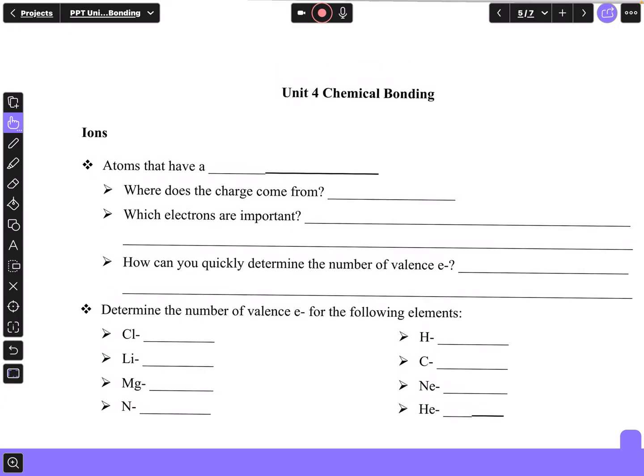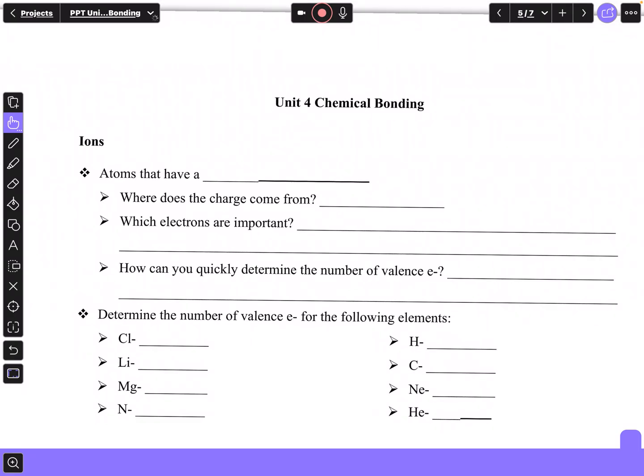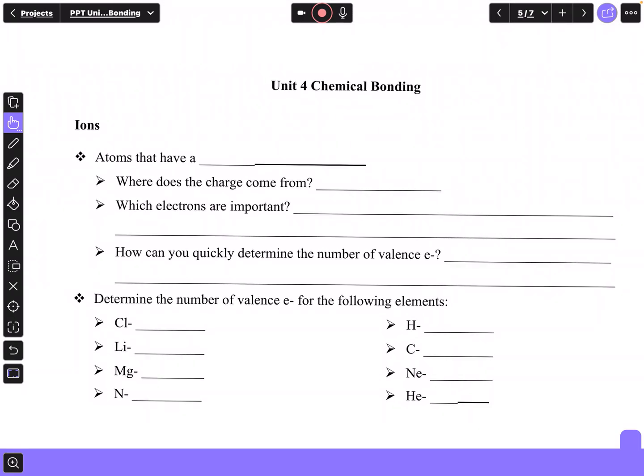Okay, in this video, we're going to start talking about chemical bonding. We're going to talk about chemical formulas first, before we specifically talk about the two types of chemical bonding, ionic and covalent. So you should have these guided notes right here that you fill in as I go through.